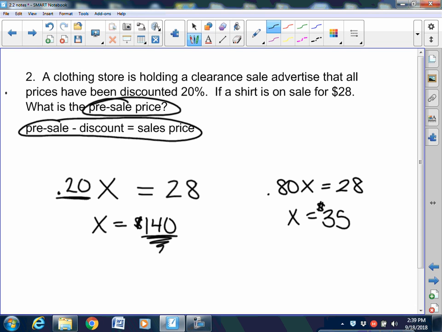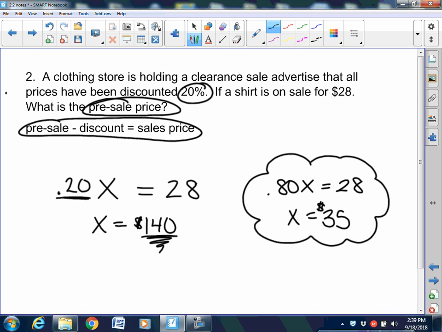So if it says that it's discounted at 20%, you don't use this number. You take 100%, take away 20%, and use the 80% number, right? So this is the answer to the problem. The original price of the shirt is $35.